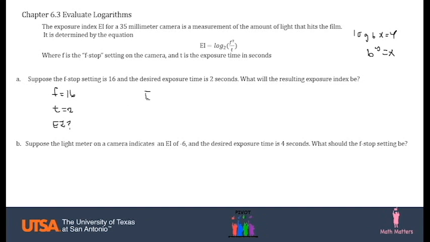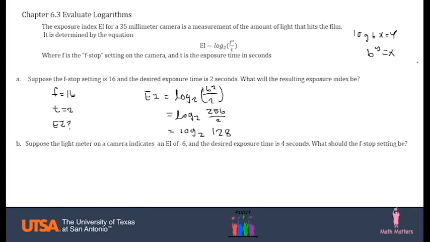From this point, we're just going to plug into the equation. So we have EI equals log base 2, and then f was 16, so 16 squared over t, which is 2. And now we're going to simplify it. So 16 squared equals 256 over 2. And then we're going to simplify it even more. So 256 over 2 is 128.